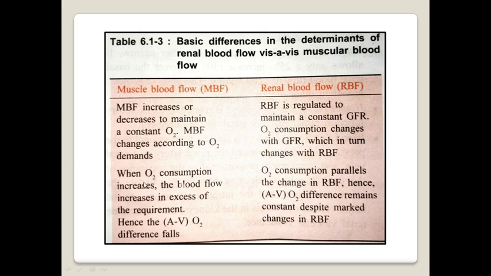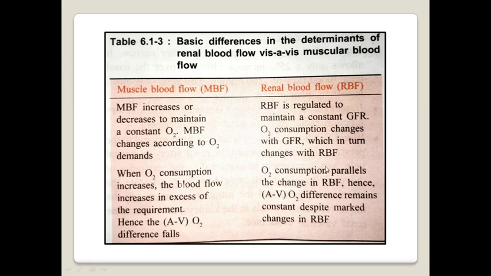Another point: when oxygen consumption increases, the blood flow increases in excess of the requirement, so the AV difference is reduced, because here the demand for oxygen is increasing, so blood flow is increasing. So blood flow is increasing in excess amount. So more and more blood flow will reduce the difference between the arterial and venous oxygen levels.